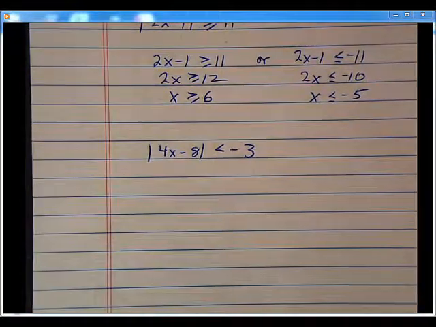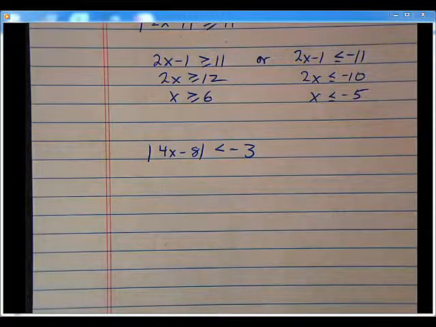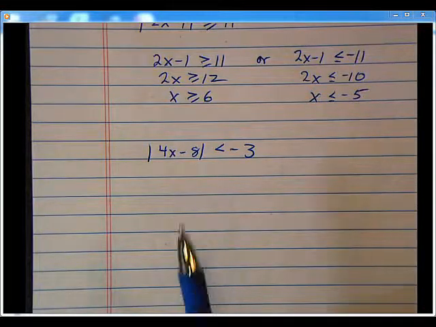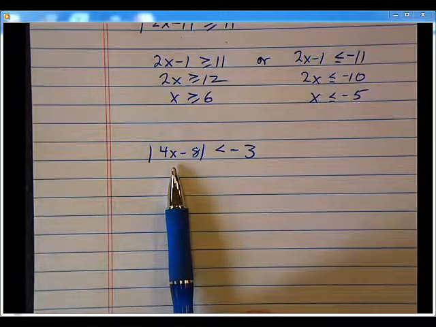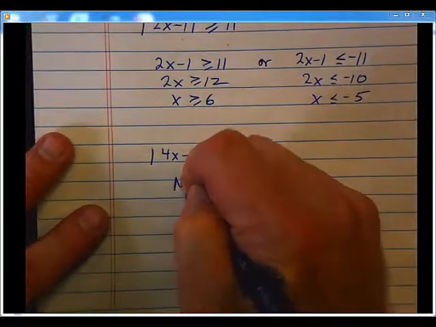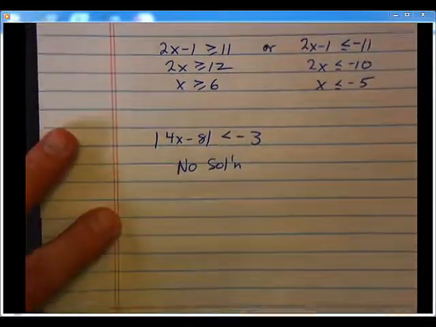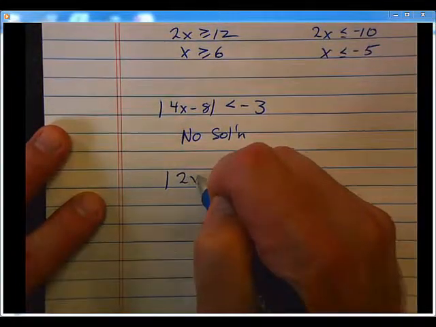Alright, now come the somewhat tricky questions. Absolute value of 4x minus 8 less than negative 3. Well, you got to think a little bit about this one. It's kind of like when we had the equation. When we had the equation and I gave you it equals a negative number, we recognized that we had no solution. An absolute value can never equal a negative number. Same sort of thing happens here. On the left-hand side, you have an absolute value. An absolute value is always 0 or a positive number. 0 or a positive number can never be less than negative 3. So our answer there is no solution.